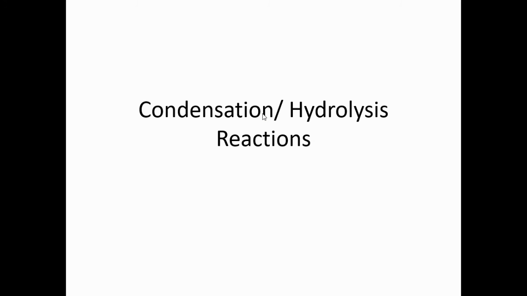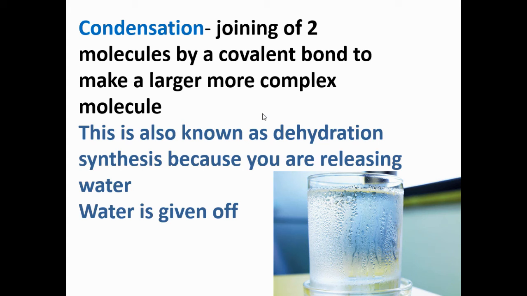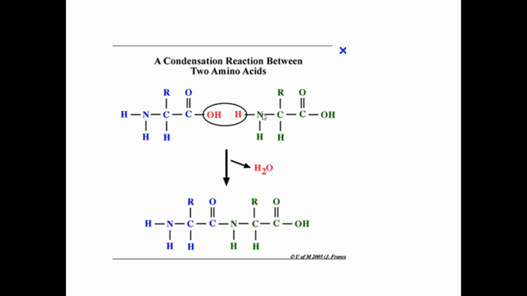I do want to review condensation and hydrolysis reactions really quickly here. Condensation, remember, is joining 2 molecules by a covalent bond to make a much more complex molecule. This is also known as dehydration synthesis because you are releasing water. So you are dehydrating the object, essentially. Here you go with your condensation. You have 2 separate pieces, whether monosaccharides or amino acids, and we are going to pull off a hydrogen from one and an OH from the other. That's going to give water. That water goes off to the side. We've dehydrated both of those, and now they are combined.